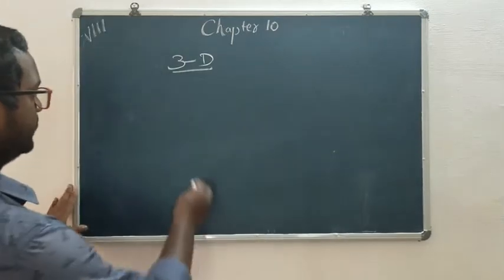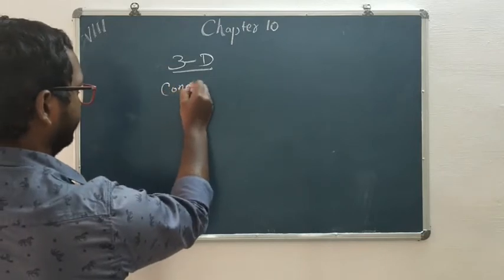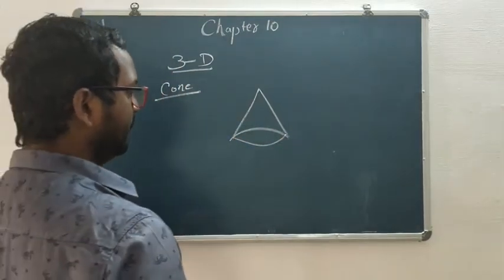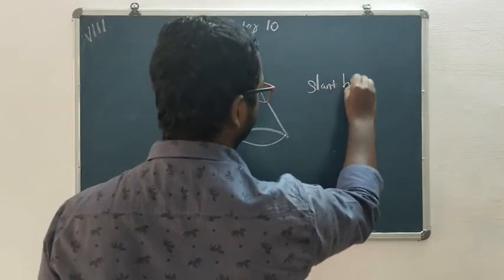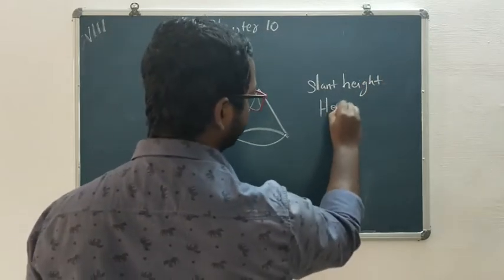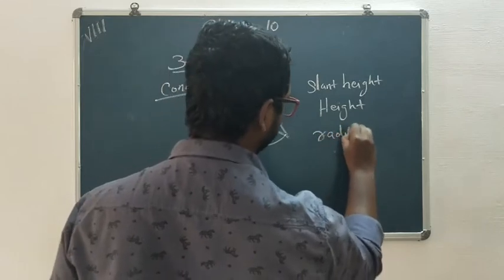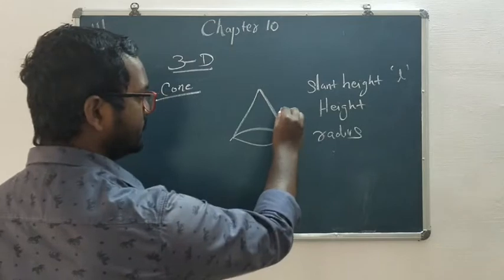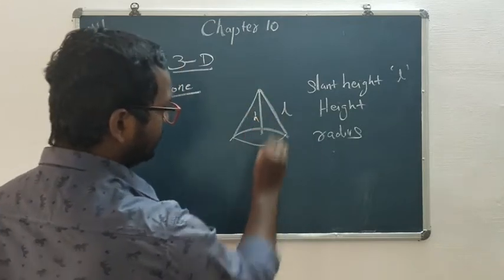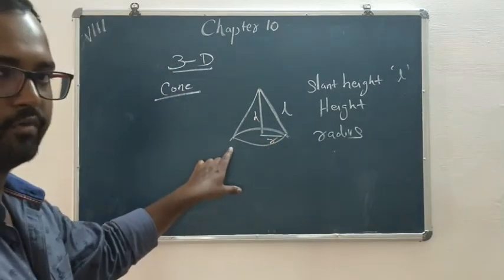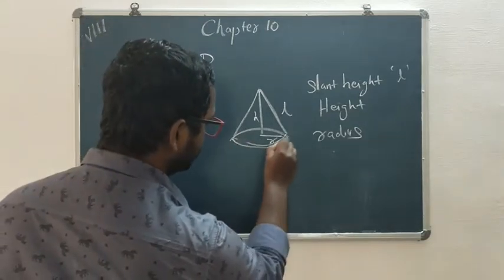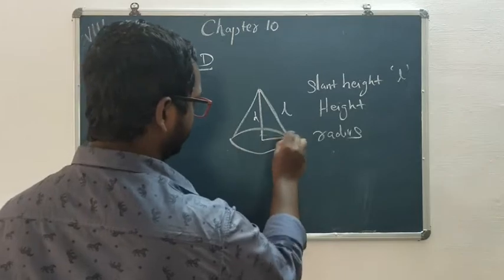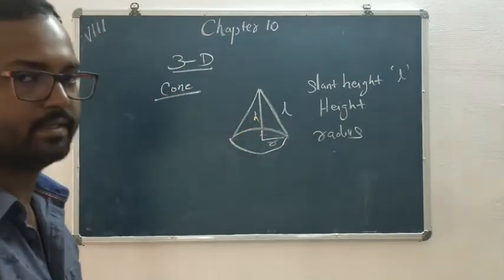Now let's look at the next figure, which is a cone. In the cone, we have slant height, we have height, we have radius. This is called slant height, which is usually denoted by small l. This here is the height, and this here is the radius. The bottom part of a cone is basically a circle. This is radius, this is height, this is slant height. So this is called a cone.